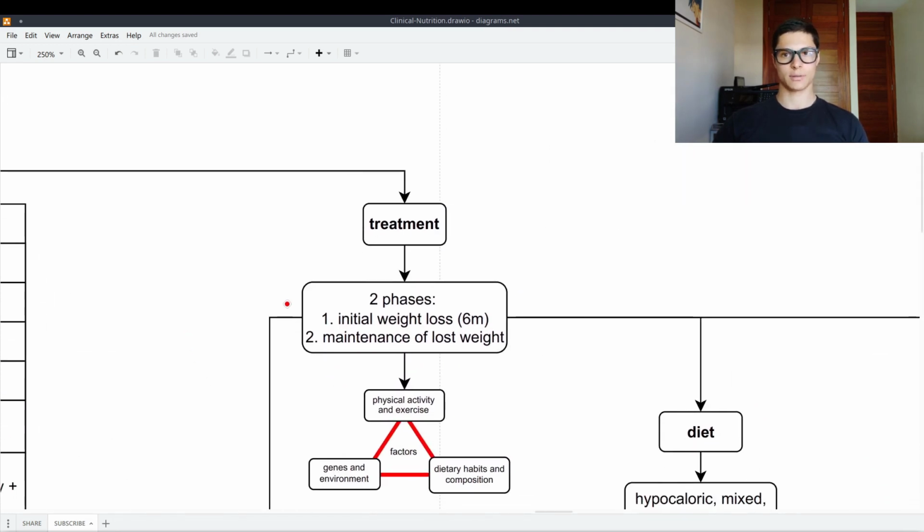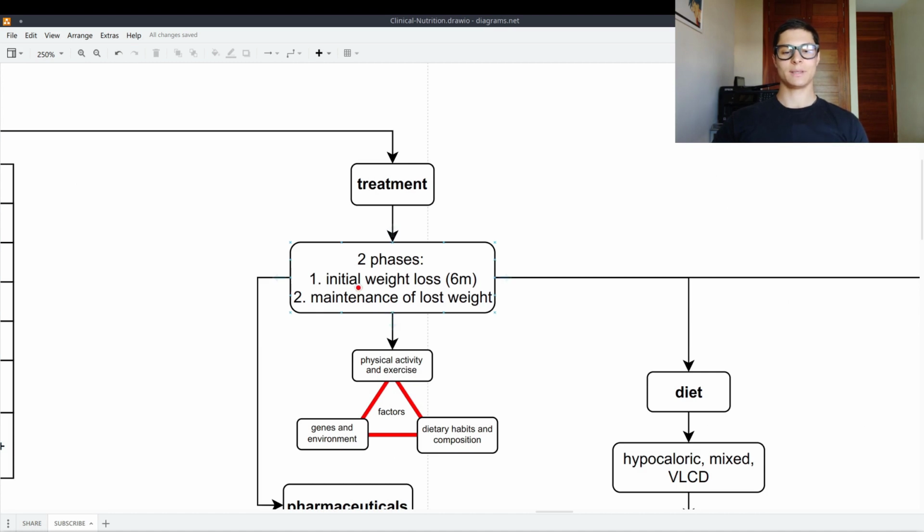And now the treatment. Two phases mainly. The first one is the initial weight loss, which lasts for 6 months. And the second one is the maintenance of the lost weight.